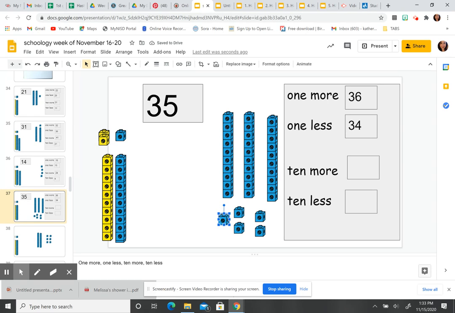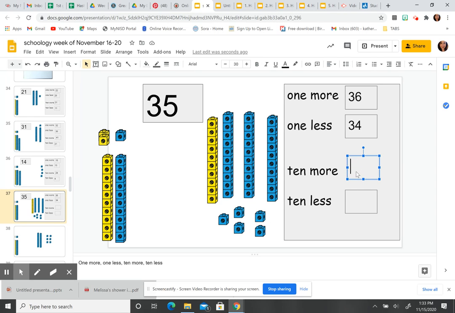10 more. So I'm not going to grab a 1, I'm going to grab a 10. 10 more. Okay, count. Pause if you need to. 10, 20, 30, 40. Stop. 41, 42, 43, 44, 45. So 10 more than 35 is 45. I have to reset back to my original number of 35.